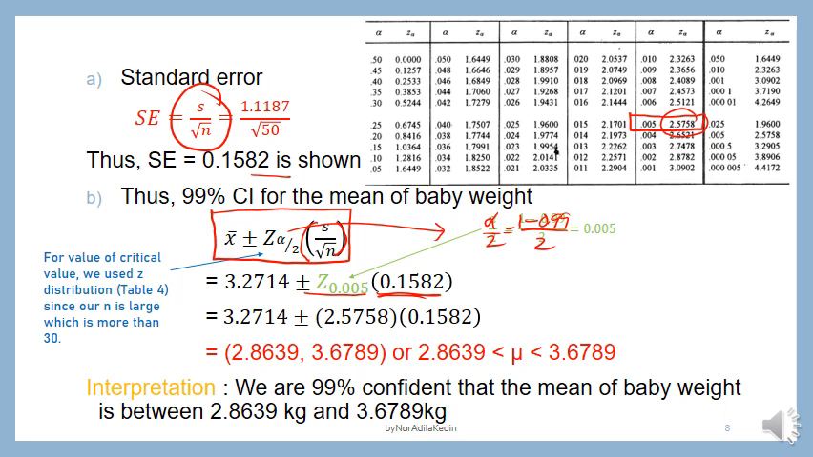Okay, so you get the answer as an interval. So the interpretation will be, we are 99% confident that the mean of baby weight is between 2.8639 kilograms and 3.6789 kilograms. So please make sure that before you start, look first whether the population variance is known or unknown, and then identify whether the sample size is large or small. Alright?